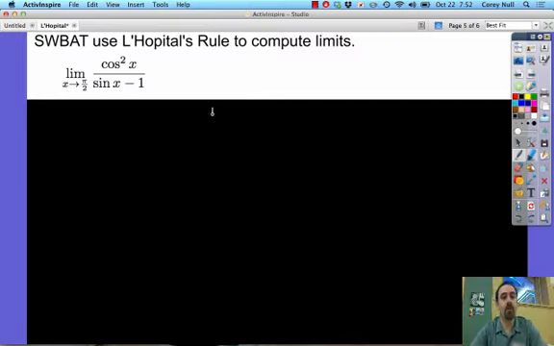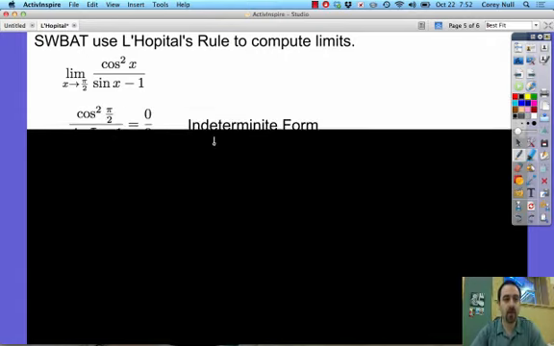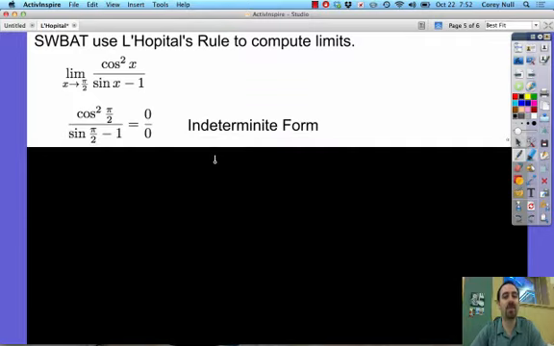Okay, so the limit as x goes to pi over 2 of cosine squared of x divided by sine of x minus 1. The first thing I do is plug in pi over 2 and see what happens, because the numerator is continuous and the denominator is continuous. So if I plug in and I get a number, it'll work. But notice if I plug into the numerator, I get 0. And if I plug into the denominator, I also get 0. This is what we call, again, an indeterminate form.